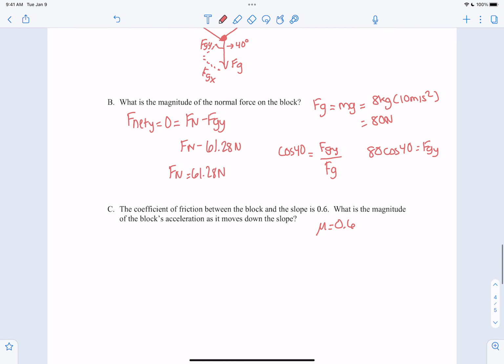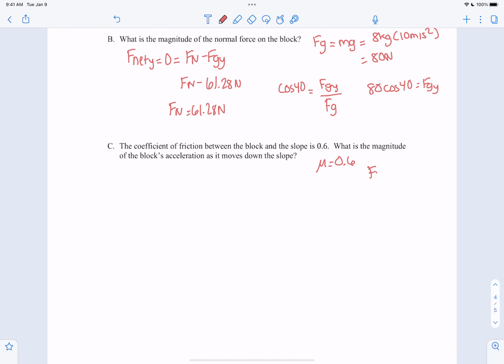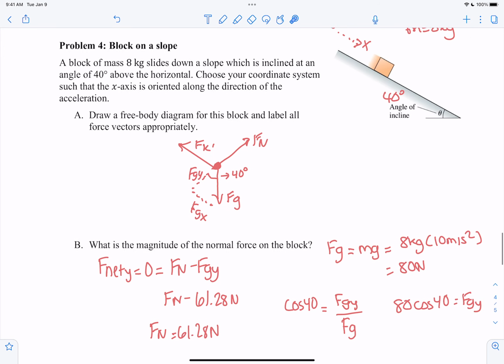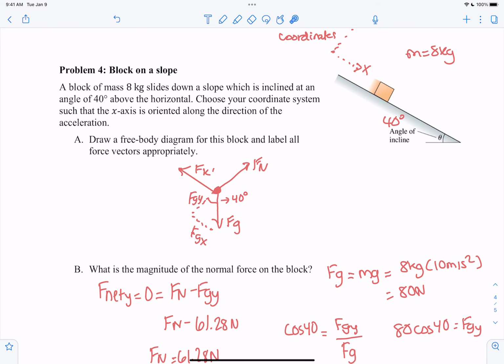So we have mu is equal to 0.6. We have fk prime. We know that fk prime is equal to mu times Fn, right? And we want to figure out what the block's acceleration is as it moves down the slope, right? So when we're looking at moving down the slope, what does that mean? What direction are we moving?